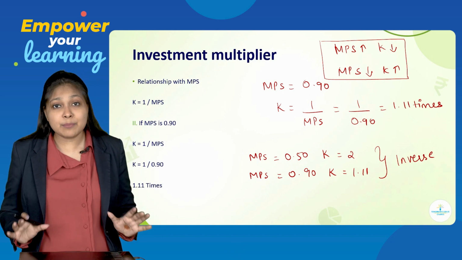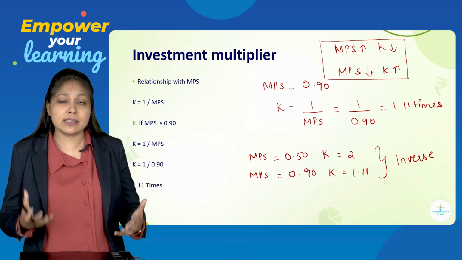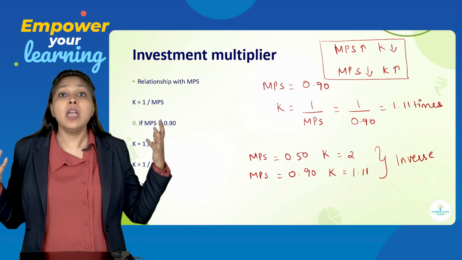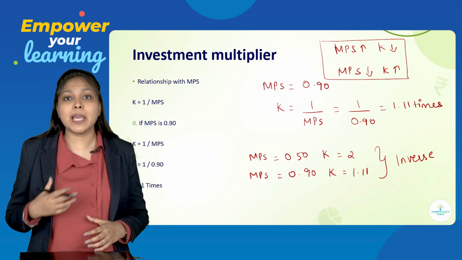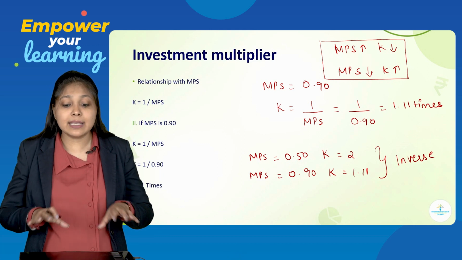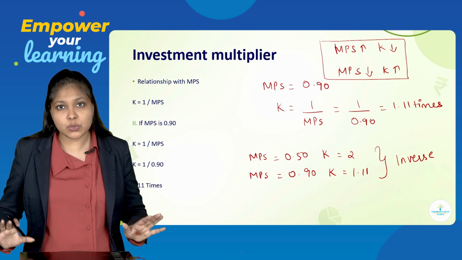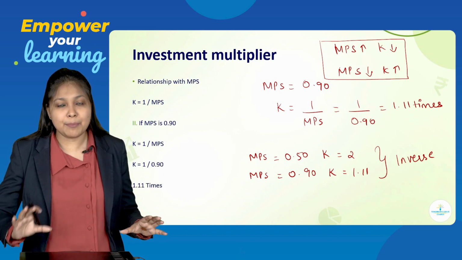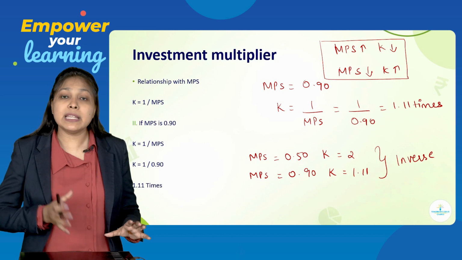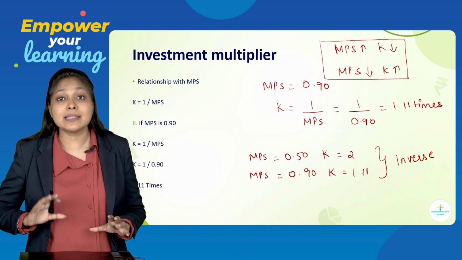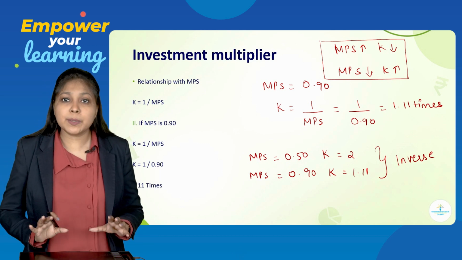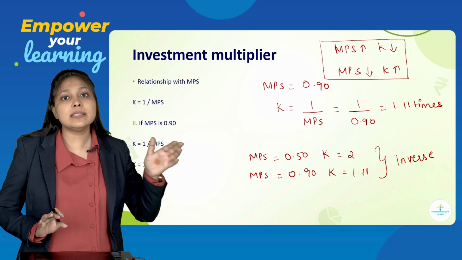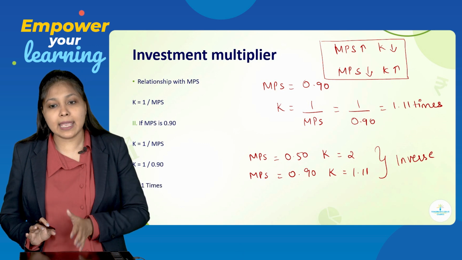These were very important concepts. It can be asked as an assertion reasoning question, a multiple choice question, or at times you will also have to elaborate on the relationship of the multiplier with MPC and MPS. So in that case, this will be very useful for us. So very simply, we understood that the relationship of K with MPC is a direct relationship, whereas the relationship of K and MPS is an inverse relationship. I also explained why there is a direct relationship between K and MPC, and why there is an inverse relationship between K and MPS.